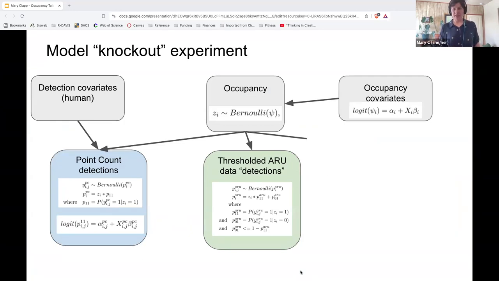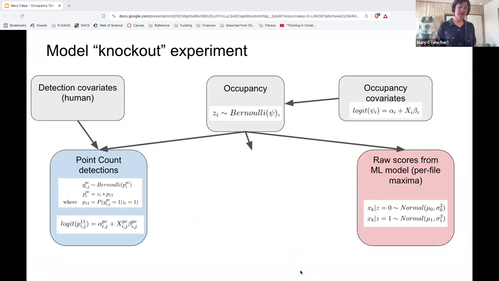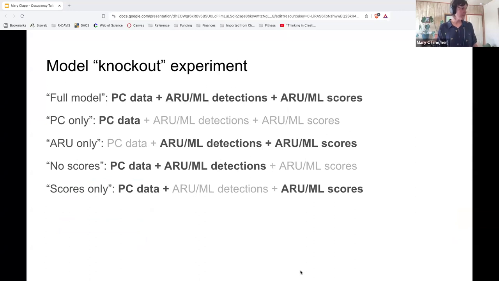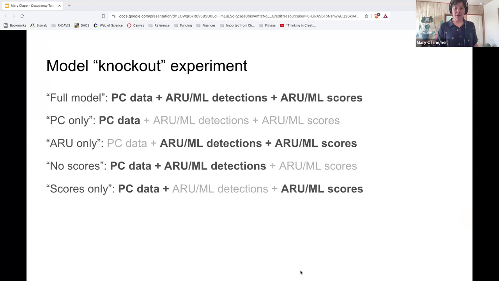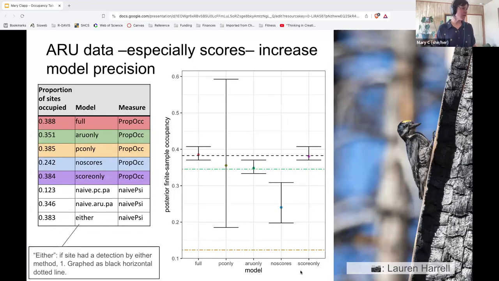We knocked out just that scores component. We knocked out just that ARU detection matrix component, and used scores and point counts, and we compared the estimates. So what we see here, the striking feature of this result is that including the ARU data really increased the model's precision, or its ability to confidently estimate a parameter of interest.